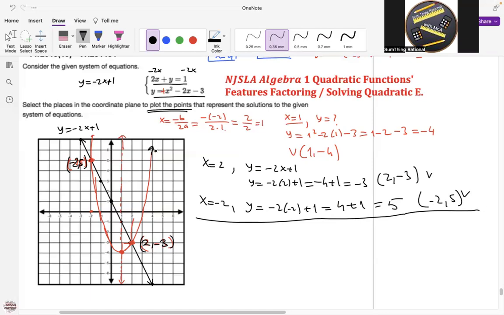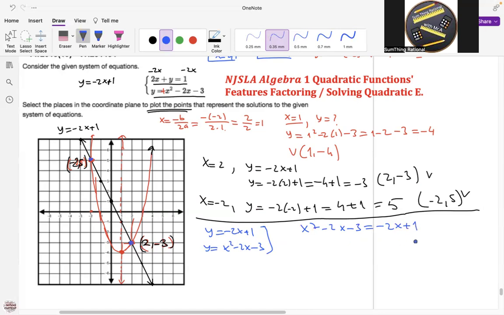There is another solution here, algebraically. Let me write it with blue color. If two graphs are intersecting, they have common points, which means their x and y values must be equal. Here y is equal to negative 2x plus 1 is one of your graphs. The other graph is y is equal to x squared minus 2x minus 3. So if those graphs are intersecting, their x and y values must be equal. Let's equate them: x squared minus 2x minus 3 is equal to negative 2x plus 1.